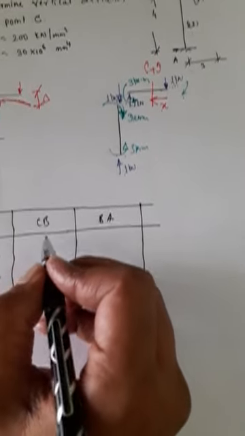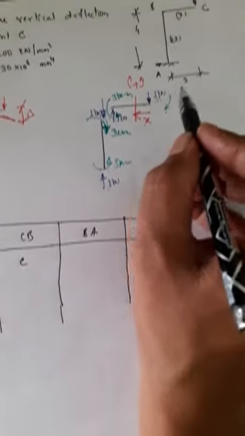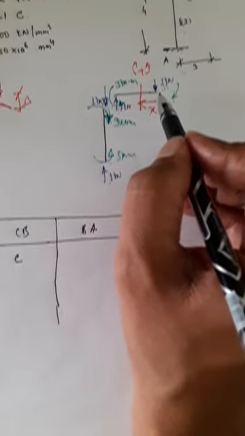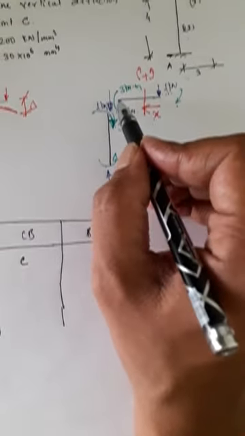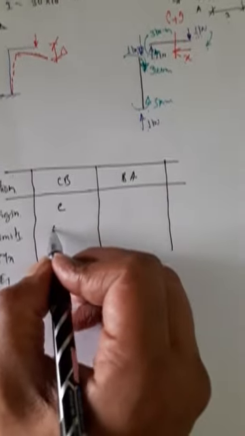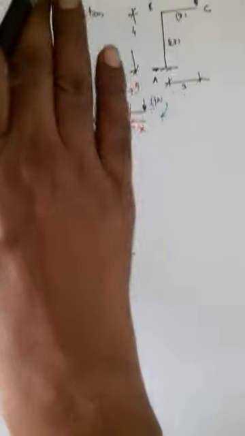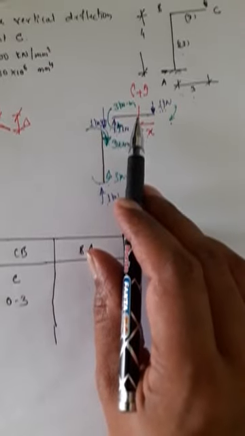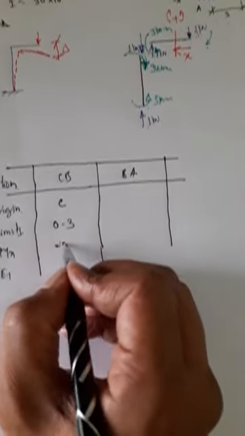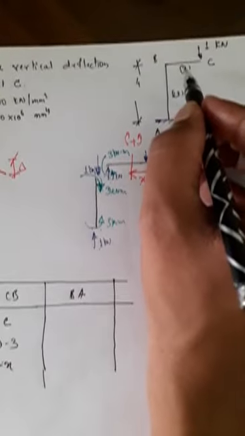Now right here origin. Origin is C. You are starting from C going towards B. Limits means distance. At C, distance x is 0. When you reach point B, distance x is equal to 3. So limits are 0 to 3. Mx, moment at this section. Forget this part of the frame. Consider the section here. So moment at this is 1 into x minus x. EI values as it is.